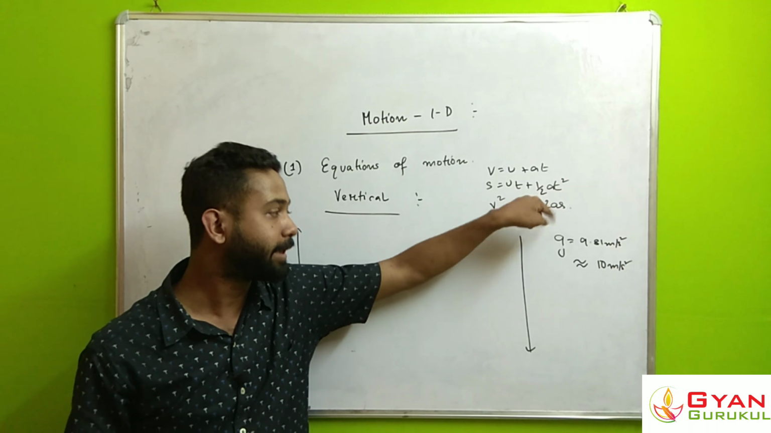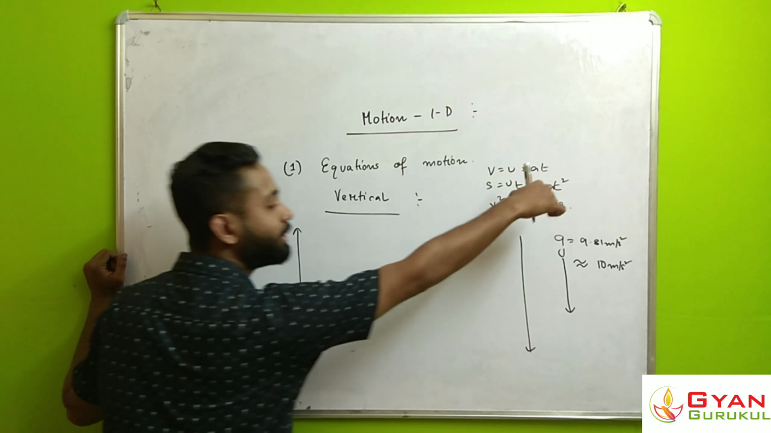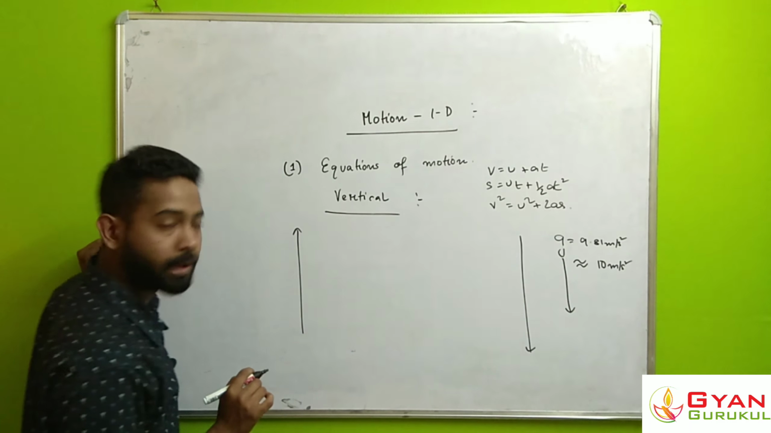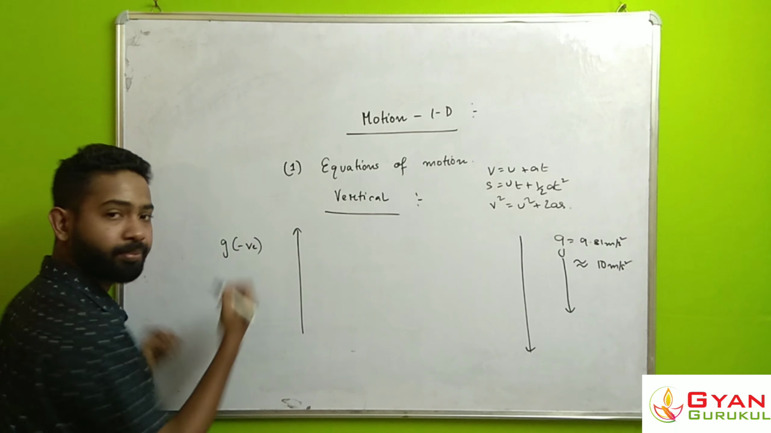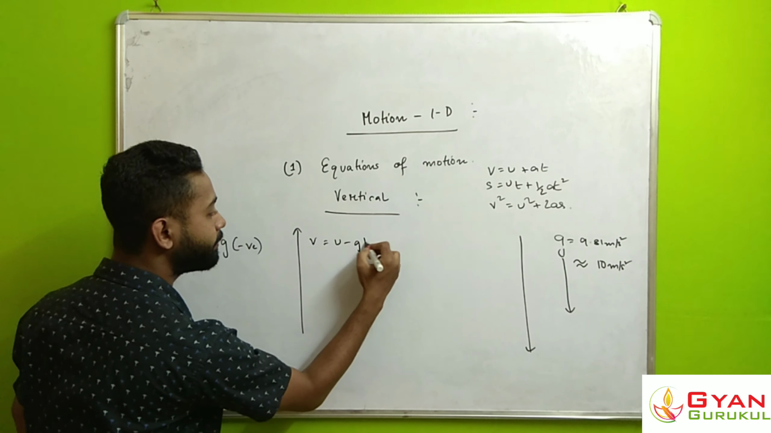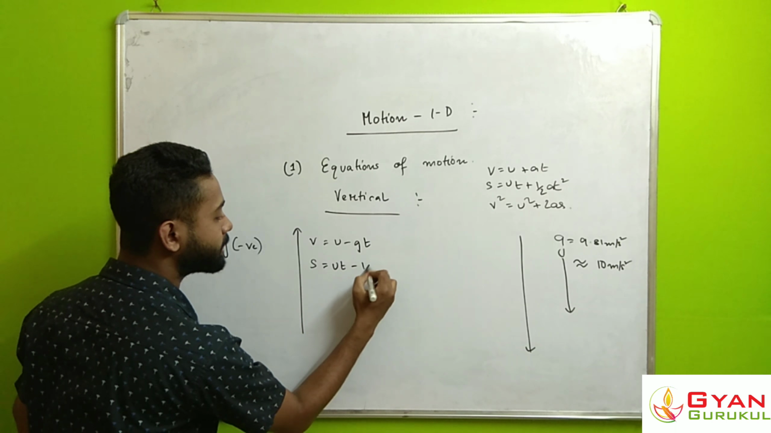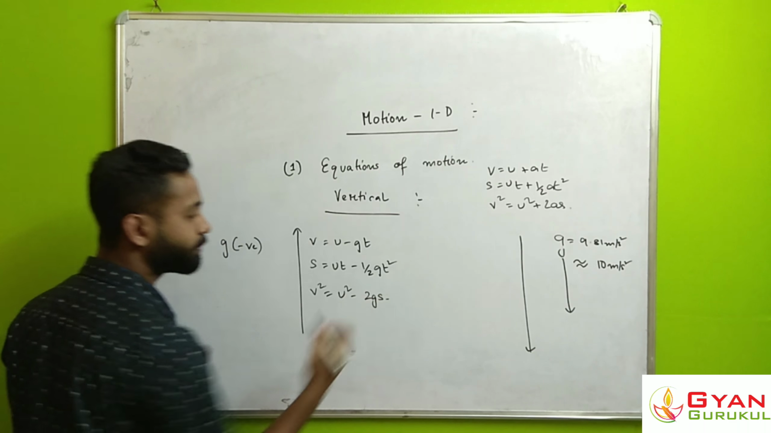So, the gravity at a particular direction is always directed towards the center of the earth. Meaning, gravity always acts downward. So, when we use this set of equations in upward motion, first of all, A would be replaced by G. But since G has a downward direction, when you use the same set of equations for an upward vertical motion, G would automatically be negative. Hence the set of equations would look like V equals U minus GT, S equals UT minus half GT square, and V square equals U square minus 2GS.